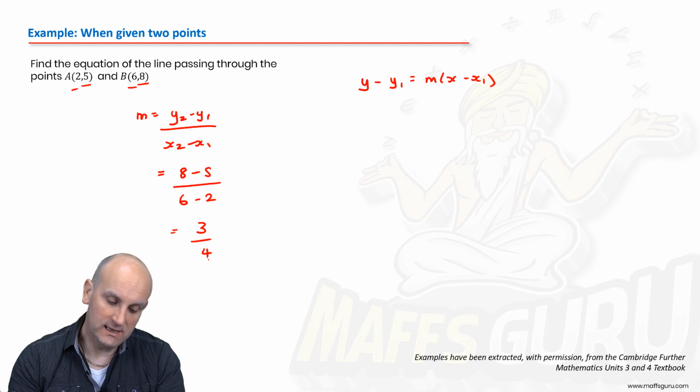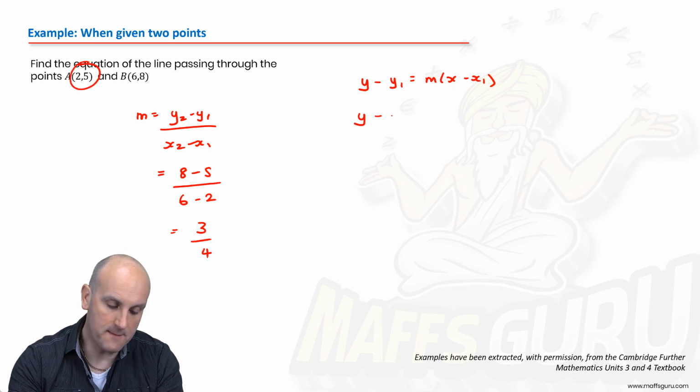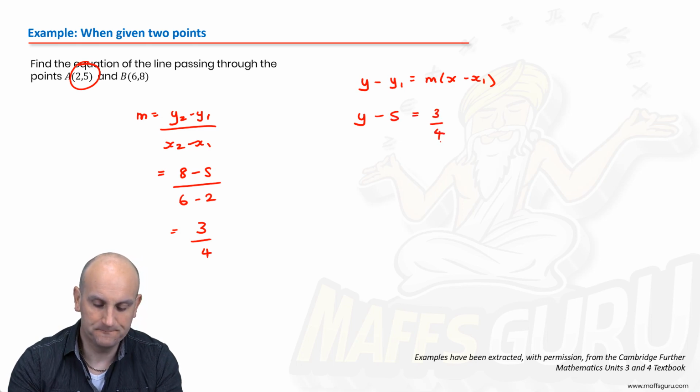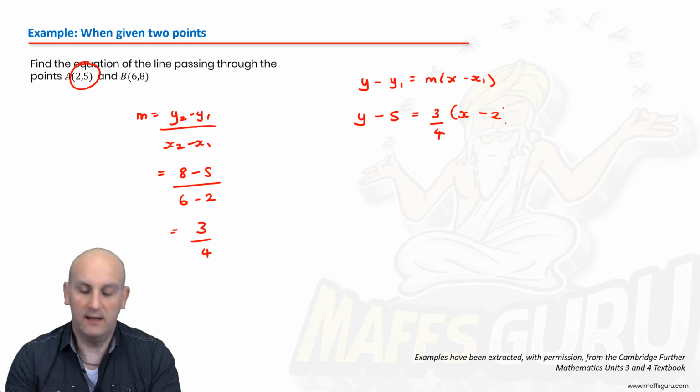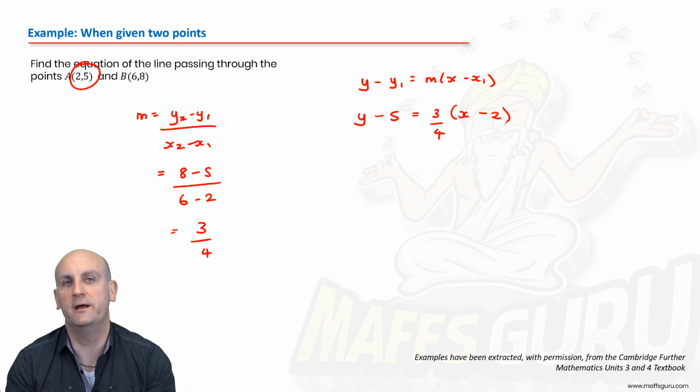What else do we need? Well, we know the y stays what it is, but we need a coordinate. Oh my goodness, which coordinate do I use? A or B? A or B? I'm just going to use A. So y minus 5 is equal to 3/4 of x minus 2. Now, ladies and gentlemen, this would be a big video if I did this.